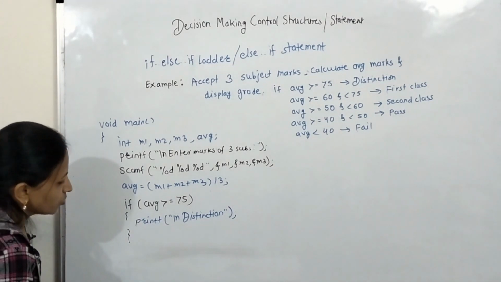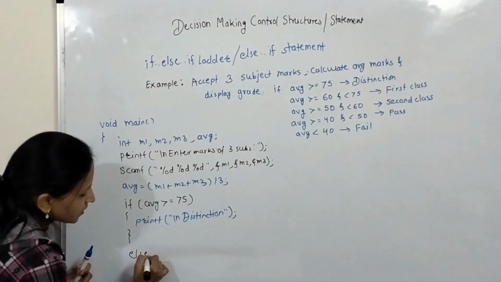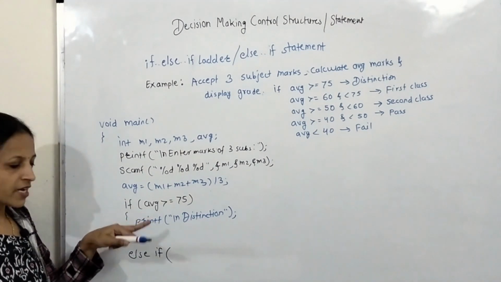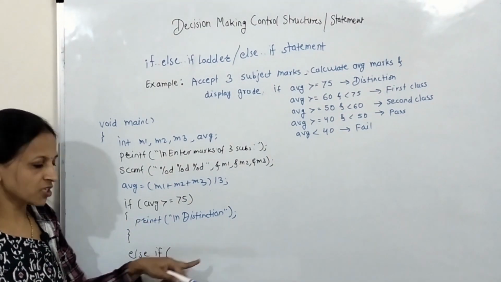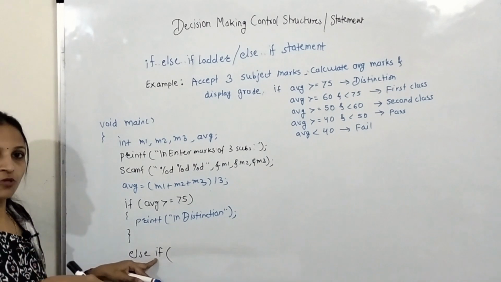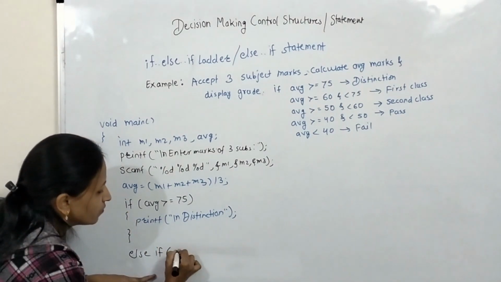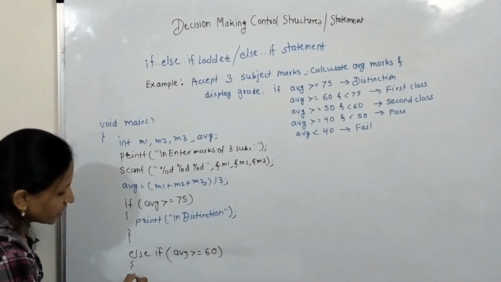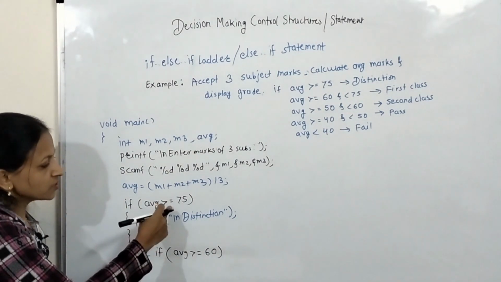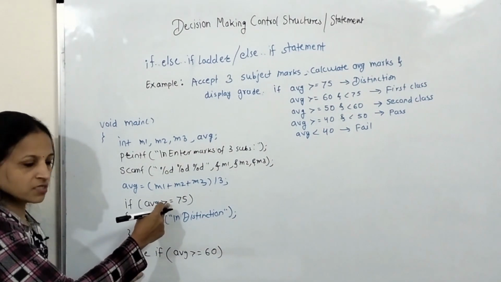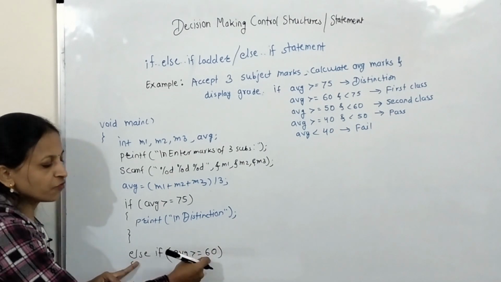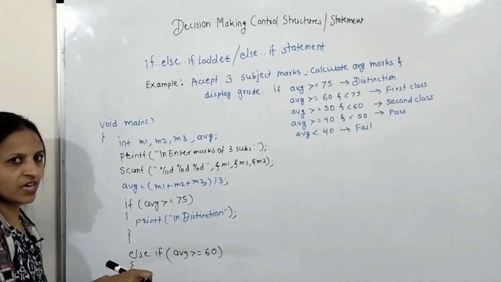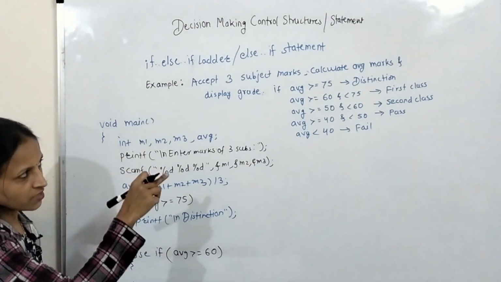Here we can put else and then if. Here else means this condition is false, and again we have to check for the next condition here. That's why again we have put here if average is greater than or equal to 60. When the control is here, it means the earlier condition is false, and then control comes here to check for the next condition. This condition is false, meaning average is not greater than or equal to 75, so of course it is less than 75.